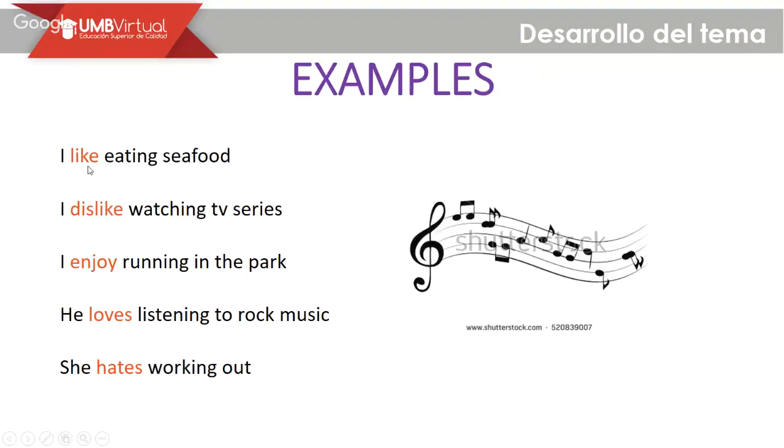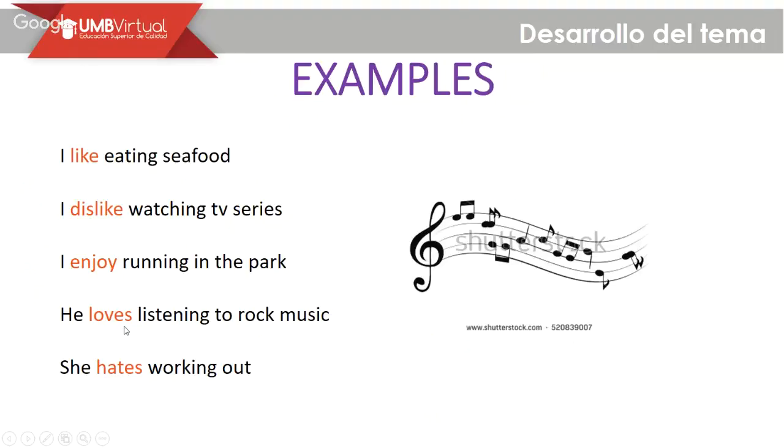Like can be followed by either an infinitive or a gerund. Dislike, it could be followed just by a gerund. Este verbo dislike siempre tiene que ir seguido por un gerundio, es decir, watching, reading, listening, TV series. Alright, I enjoy running in the park. Always is going to be followed by a gerund. Also, he loves listening to rock music.